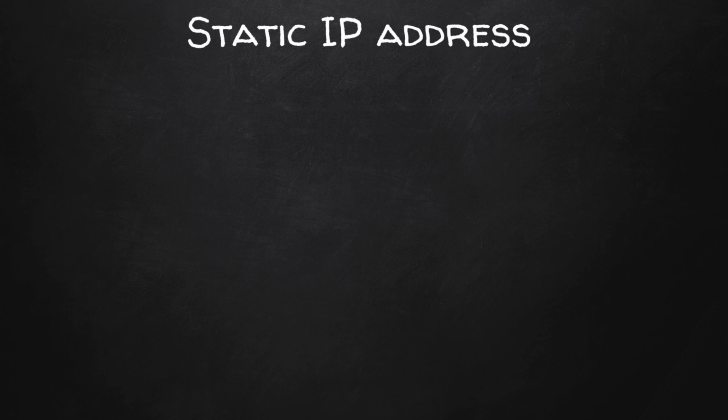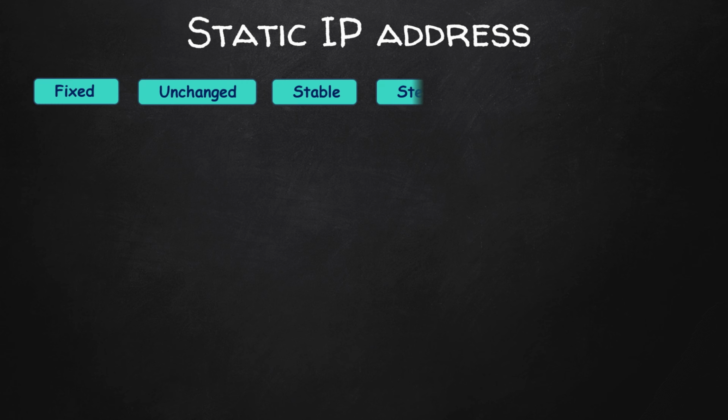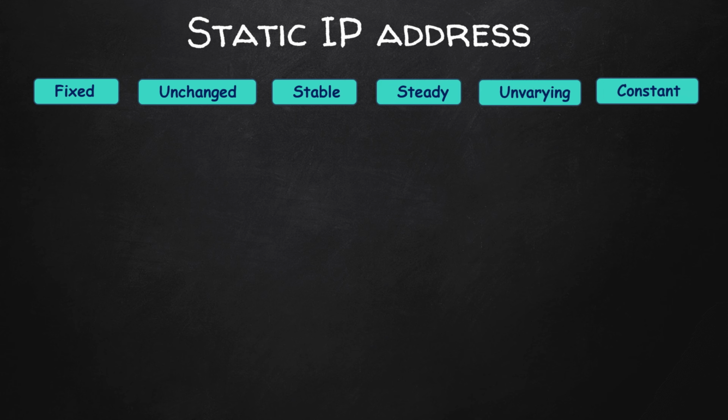What is the meaning of static? There are multiple meanings for the word static, and some of them are fixed, unchanged, stable, steady, unvarying, constant. The meaning of all these words points to one thing, that something is unchanged or unvarying. That means the static IP address, once we provide it to a device, remains static, unchanged, unvaried. So when we give a static IP address to a device, it stays there forever until you change the IP address. So this kind of IP address is called a static IP address.